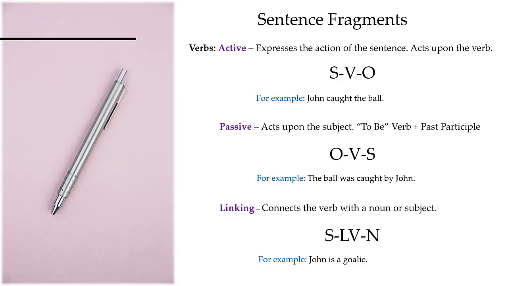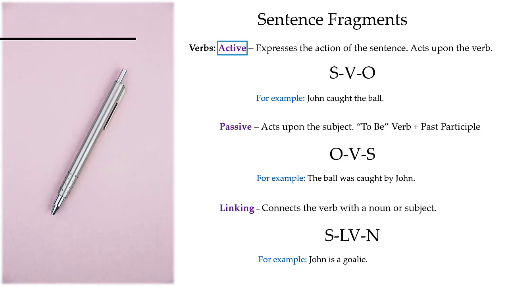So there are three kinds of verbs. To continue as far as the basic sentence structure, there are three kinds of verbs that you can see in sentences. The first, and this is the one that allows you to use flesh and blood characters most commonly, is the active verb. This expresses the action of the sentence. In this sentence structure, you have the subject, the verb, and then sometimes the object.